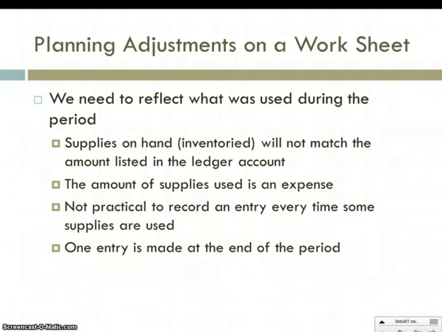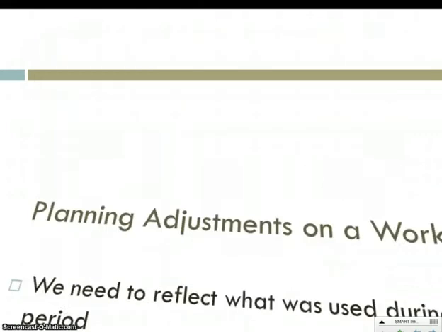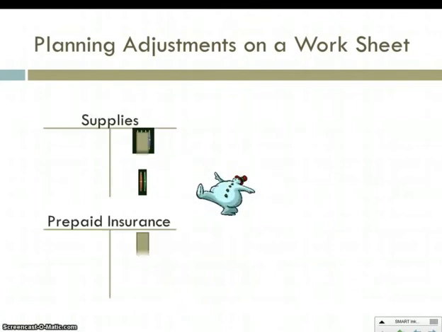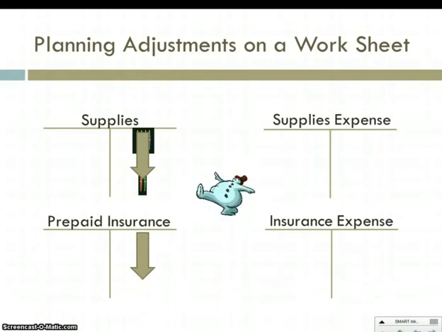We count up, we see what we have for supplies on hand, and then we're able to adjust it by making an entry at the end of the period. We must deduct the amount that was used during the period from the asset account and apply it to the appropriate expense accounts.